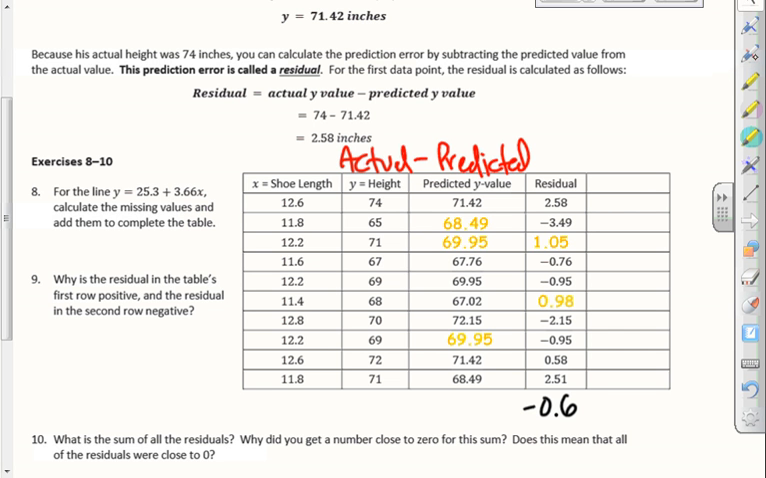Let's make that a little more legible. This is going to be the residual squared. So we'd take 2.58, square it, round it to the nearest hundredth, like we've been doing. We'd get 6.66. Why don't you take a moment to pause the video and calculate the next few squared residuals.